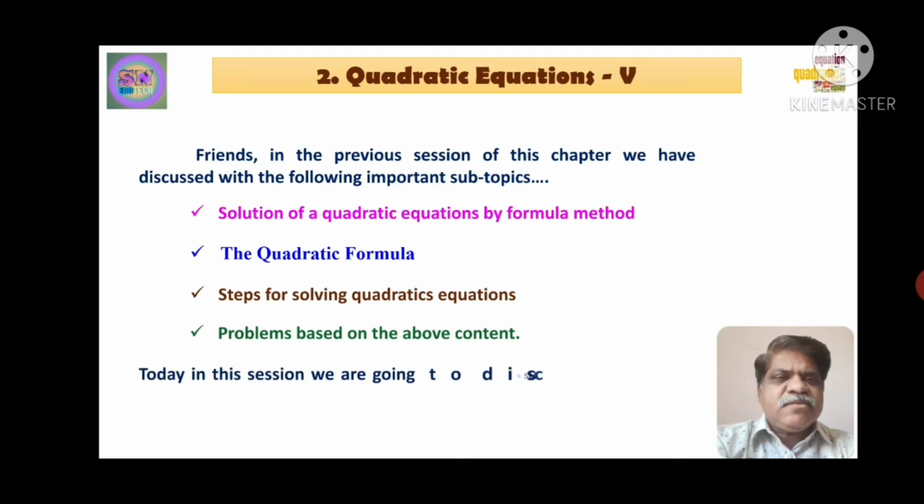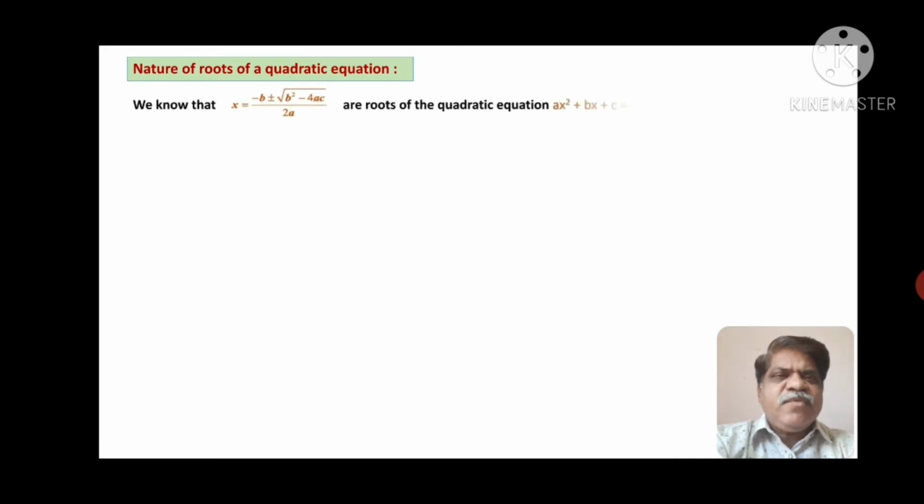Friends, today in this session we are going to discuss the nature of roots of a quadratic equation. We know that x is equal to minus b plus or minus under root b square minus 4ac upon 2a are the roots of the quadratic equation ax square plus bx plus c is equal to 0.